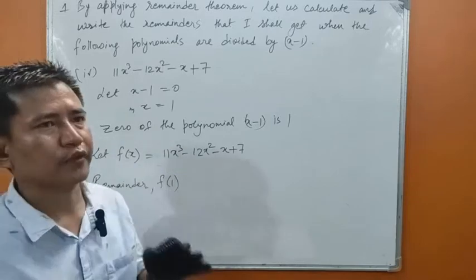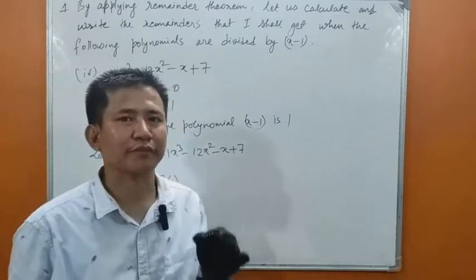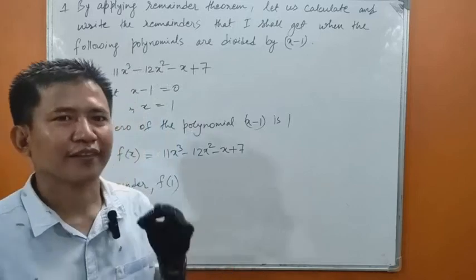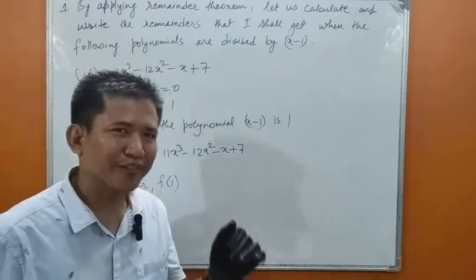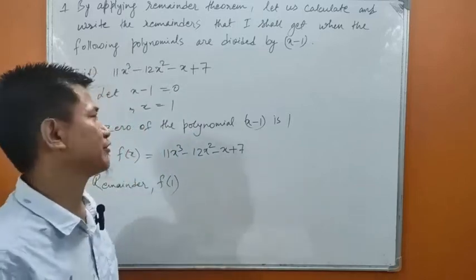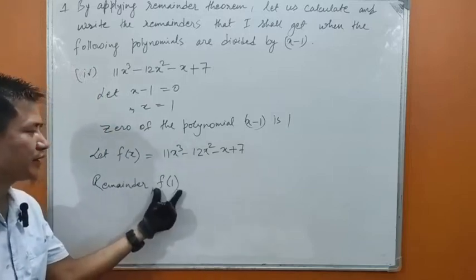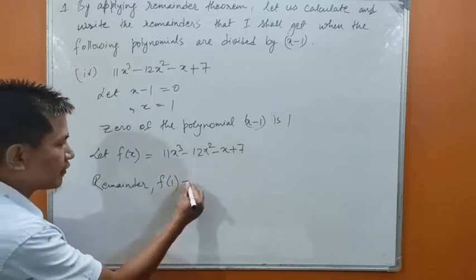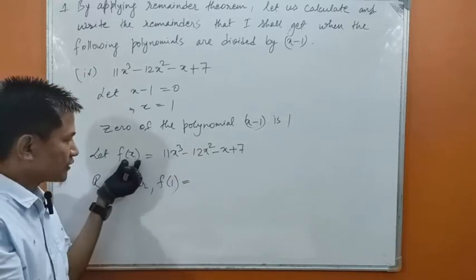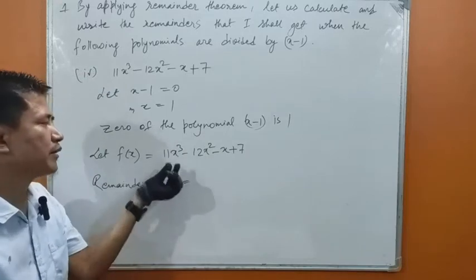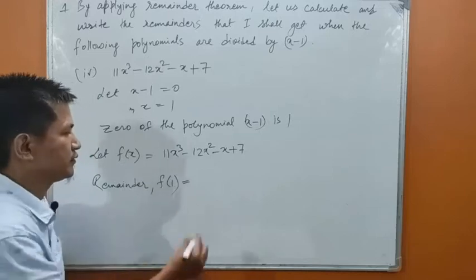So if you have not understood what is remainder theorem, I will remind you again. Please find the link below in the description and watch remainder theorem again to understand this, okay? So according to remainder theorem, f(1) will be the remainder. So since f(x) is this, f(1) will be, instead of x we write 1.